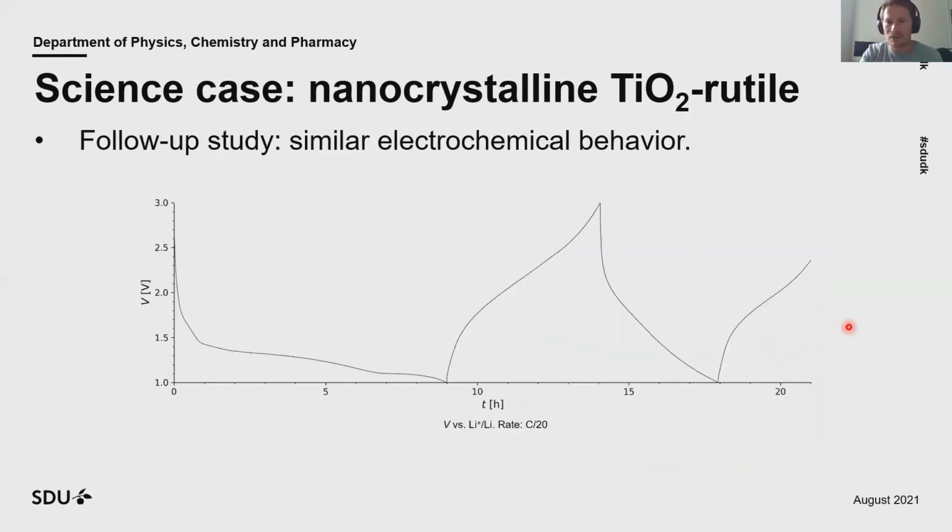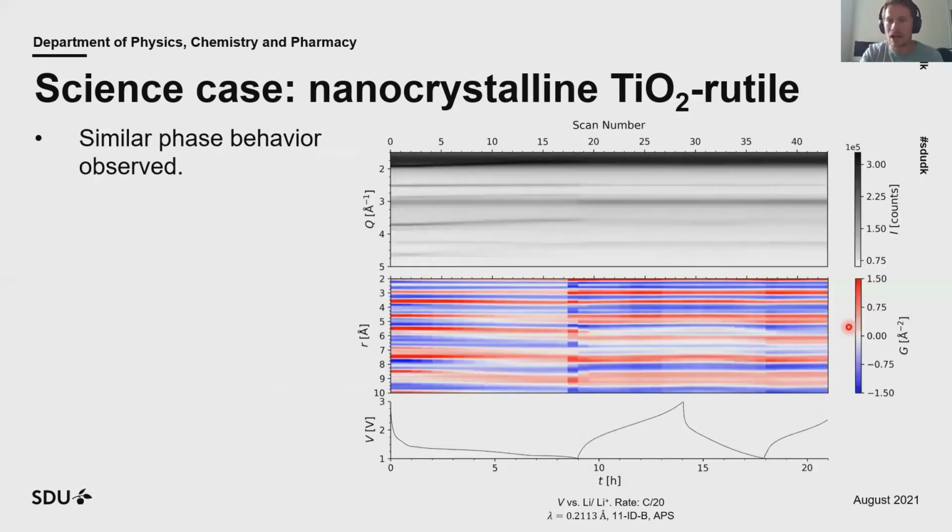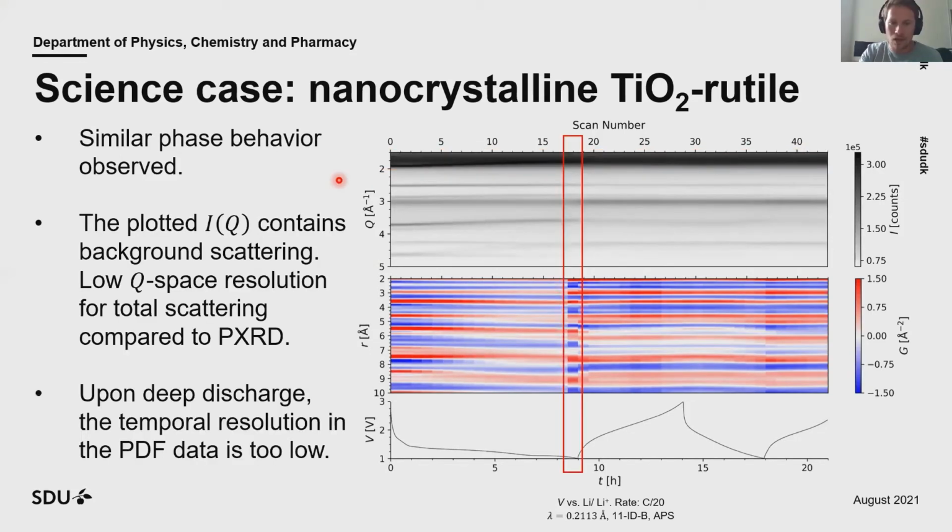Okay, in my follow-up study, I observed similar electrochemical behavior. I also observed similar phase behavior. Inspecting the PDF, you can see that we have some discontinuity here at deep discharge. And what does that reflect? Well, it reflects that we have a severe structural reconstruction.